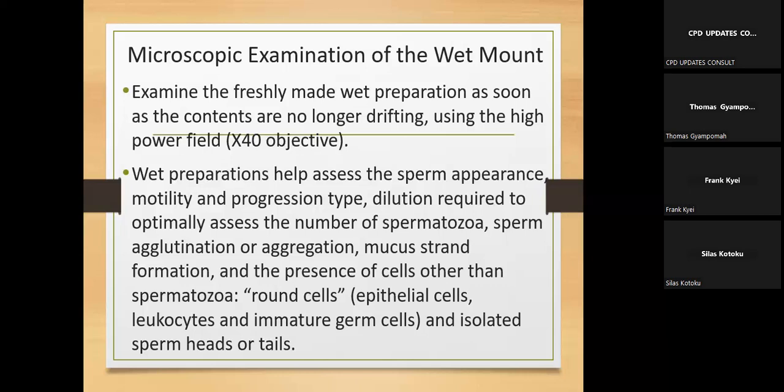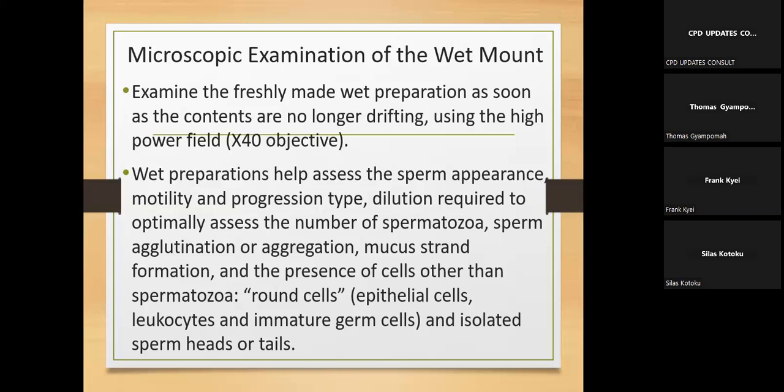All right. Wet mounts and wet preparations help assess the sperm appearance. Okay, I'm sure you can appreciate that. It will also help you to assess the motility and the progression type. It can also importantly help you to make a decision as to what dilution to make, because at the end of the day, you will be doing sperm count, and sperm count will require a dilution. And dilution will also be based on the number of sperm that you saw in your wet mount.